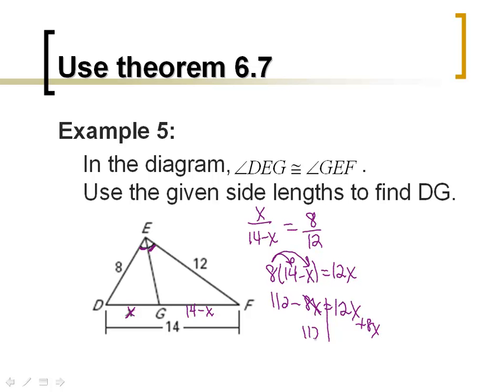So I have 112 equals 12x plus 8x, which is 20x. Divide both sides by 20, and x equals 112 divided by 20, which is 5.6. So if you go back and check this, this should be 5.6, and then 14 minus 5.6 is right here. The question doesn't ask us to find x, it says to find the length of DG. Oh wait, DG is right here. Yeah, that is our x. So DG equals 5.6.